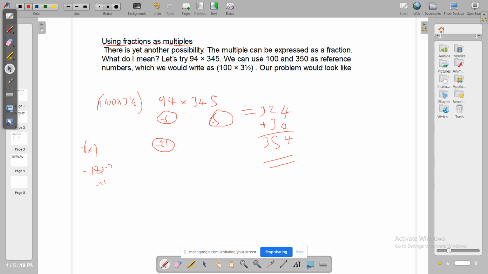It's not difficult because you already know the reference number that you are picking. If I pick 3 times 100, that gives me 300. Then half of 100 is 50. When I add it, I'll get 350. So with this one, when I subtract, it works. This is all about thinking. You always have to think of different ways of solving the same questions.